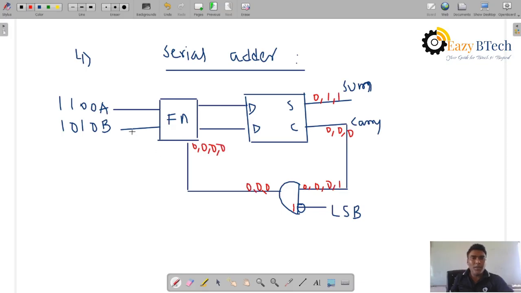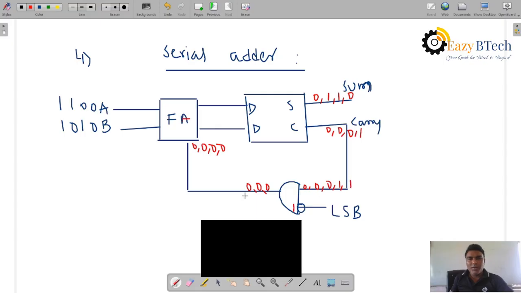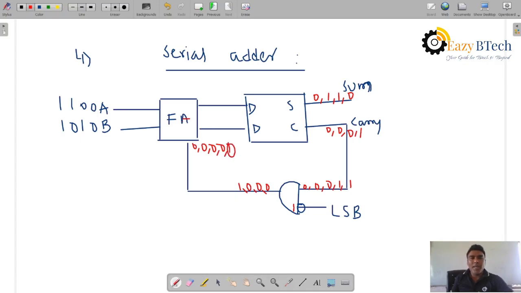Now 1 1. 1 1 plus 0 will be 0 1, so sum value 0, carry value will be 1. Then the AND gate output will be 1. So like that it will be added, and finally this is the final carry. Like this we can add serially as the data is given.